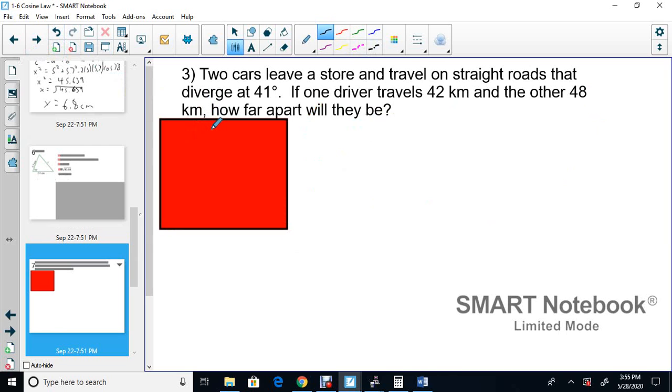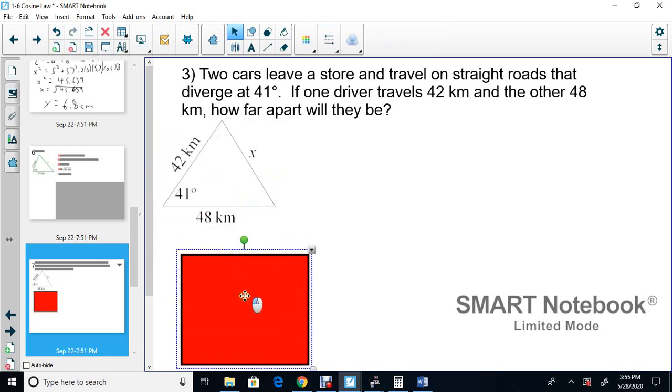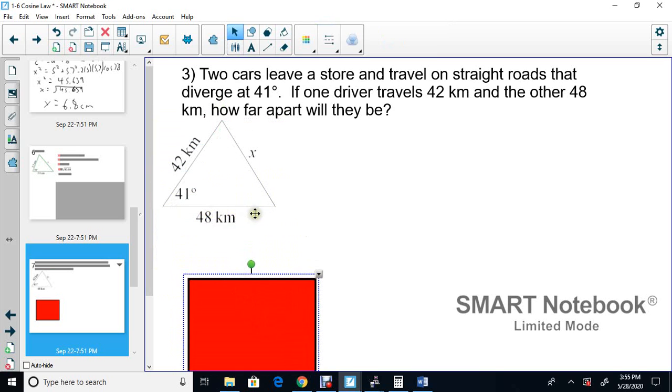Two cars leave a store and travel on straight roads that diverge at 41 degrees. One driver travels 42 kilometers and the other travels 48 kilometers. How far apart would they be? So that means diverge, so I'll draw a little picture here. One driver goes 48, the other goes 42. It doesn't matter how you draw it. Diverge means apart.